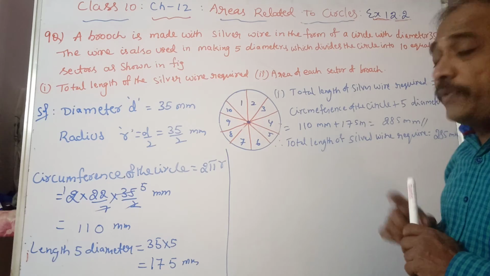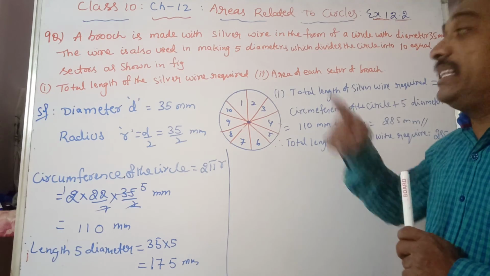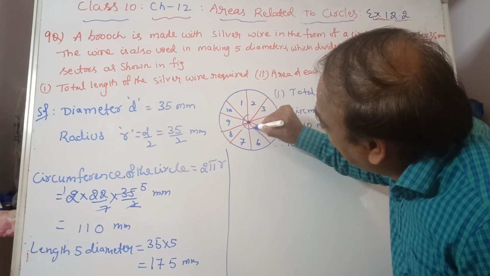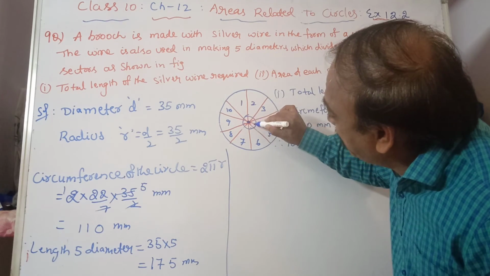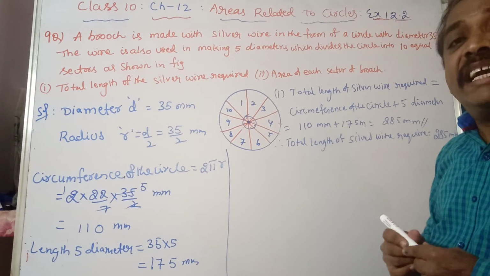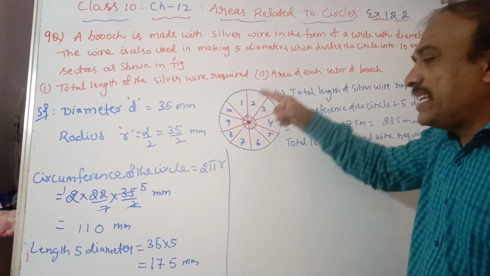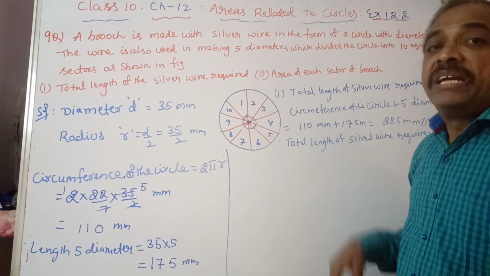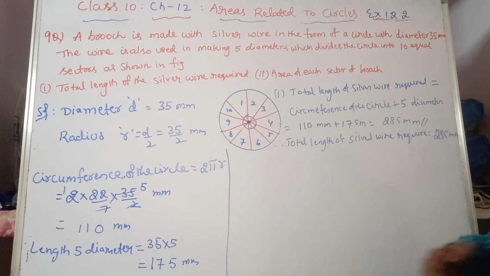Before going to find out area of sector, what is the angle at the center of the circle? He did not mention this part. Angle at the center of the sector, these are all angles. Total angle in a circle is how much? 360 degrees. How many equal divisions he made? 10 equal divisions. So 360 you have to divide by 10.